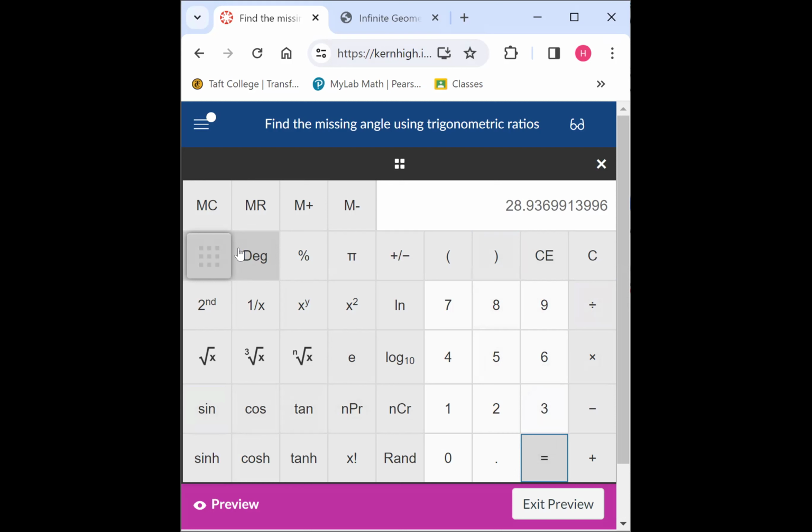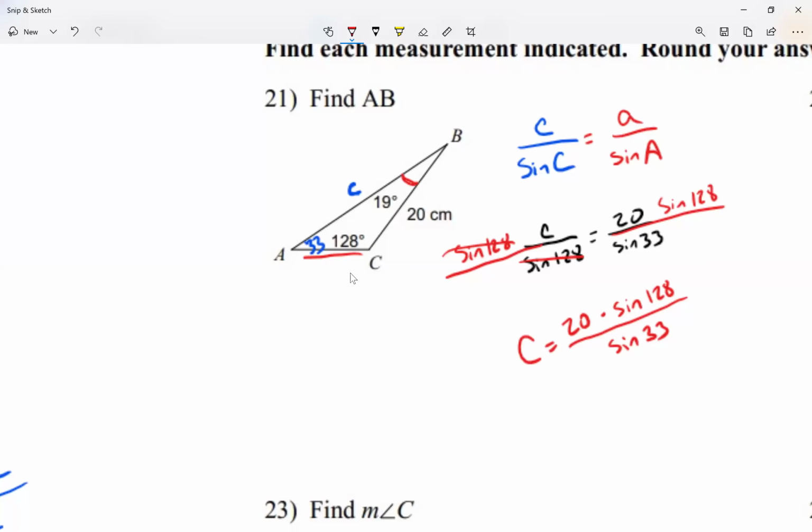Now on my instructions, it says rounded to the nearest tenth. So that's basically rounded to one decimal place. So I'm going to call this 28.9. Okay, let me come back here. So side C is 28.9. And remember, you just need to type in the number so you're good. Okay, that was not bad. Let's take a look.